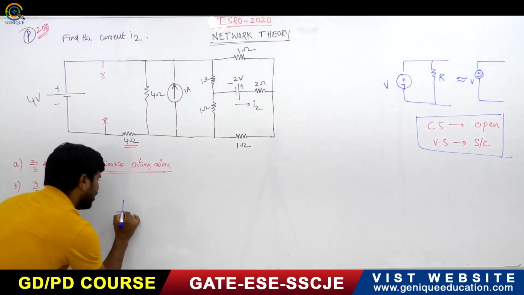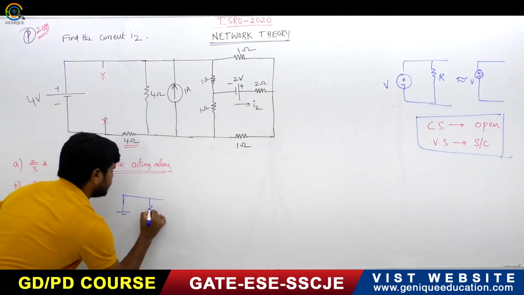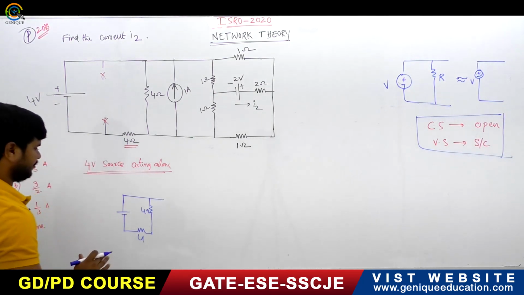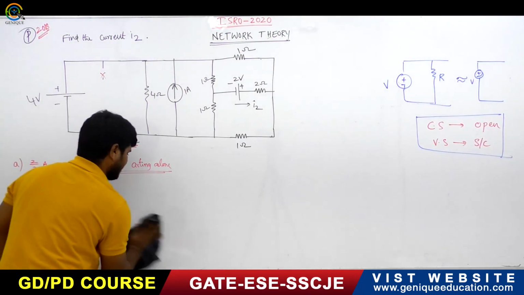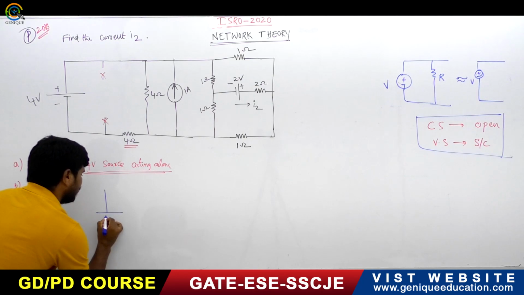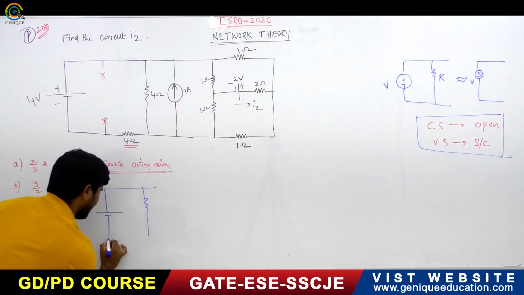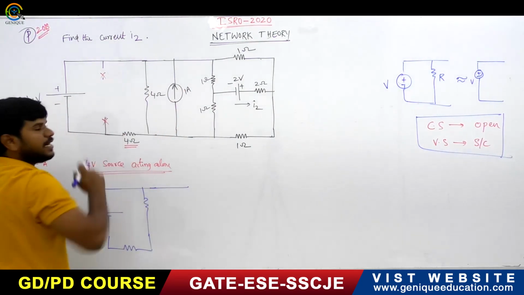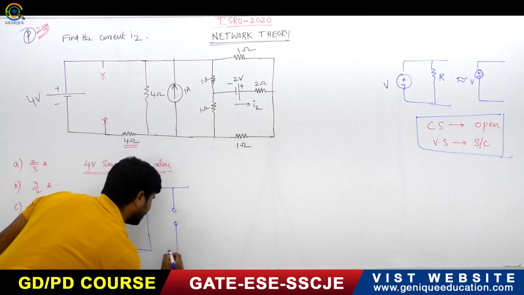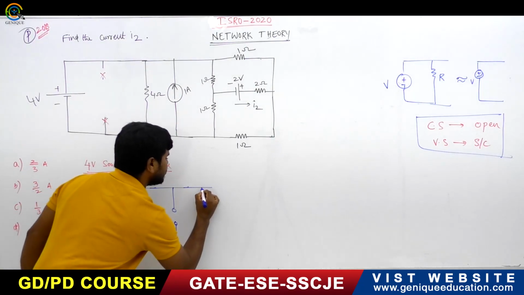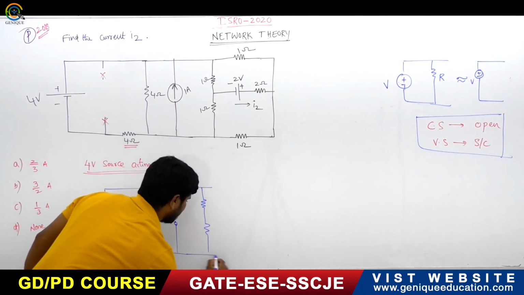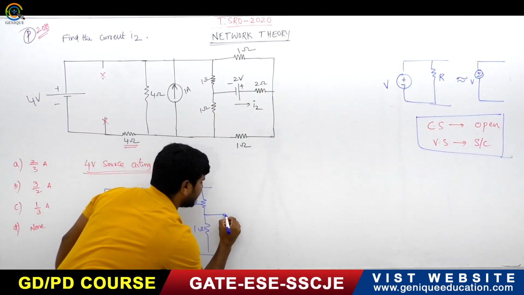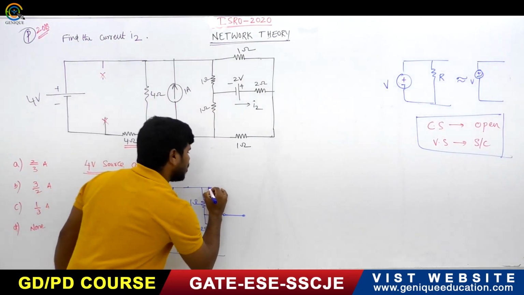So here you will get a 4 volt source connected like this, with a 4 ohm resistor. Next, this current source will be deactivated, open circuited. Now there is one resistor, a 1 ohm resistor, and the 2 volt source will be short circuited. This 2 volt source will be short circuited.